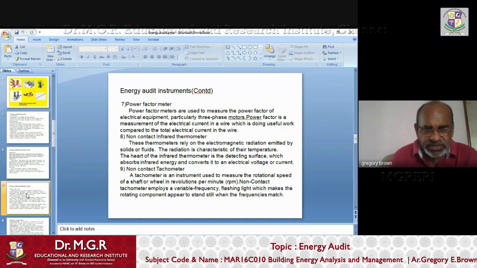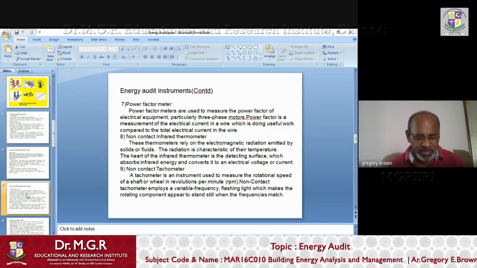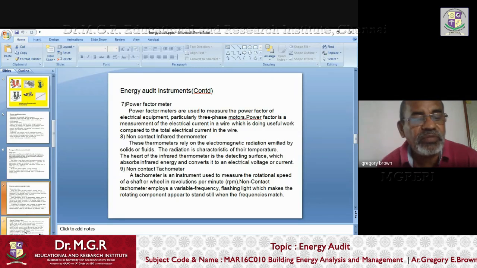So these are some of the instruments. Of course, I think there are a few more. So we may not look into all the aspects. The only thing you need to remember is some of these names, what purposes they are used for, and how they contribute to energy auditing. I think I lost some five minutes maybe.